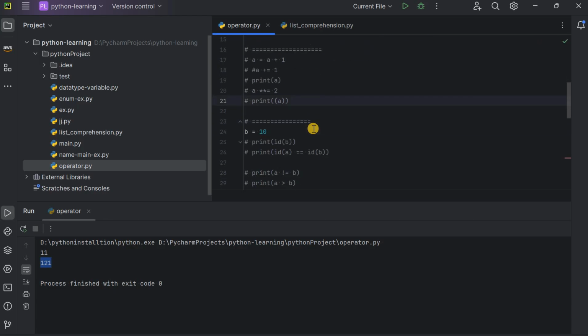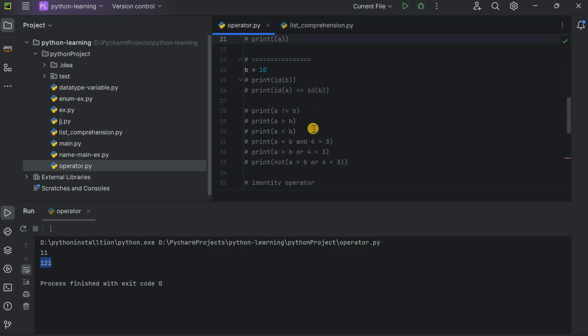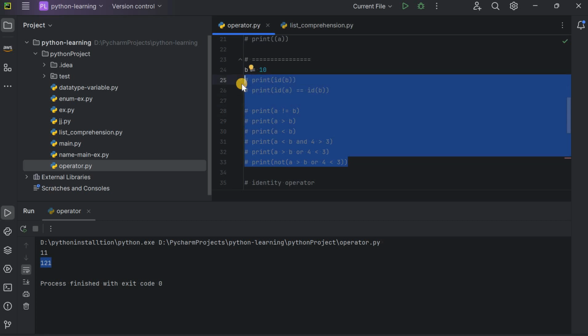And now we are talking about these things, right? Comparison operators. This is the comparison operator example.